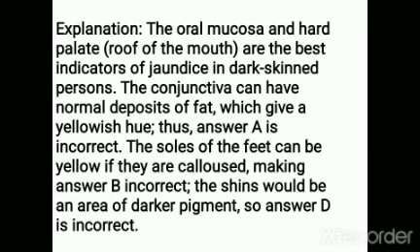Explanation: the oral mucosa and hard palate, the roof of the mouth, are the best indicators of jaundice in a dark-skinned person. The conjunctiva can have normal deposits of fat which give a yellowish hue. Thus, answer A is incorrect. The soles of the feet can be yellow if they are calloused, making answer B incorrect. The shins would be an area of darker pigment, so answer D is incorrect.